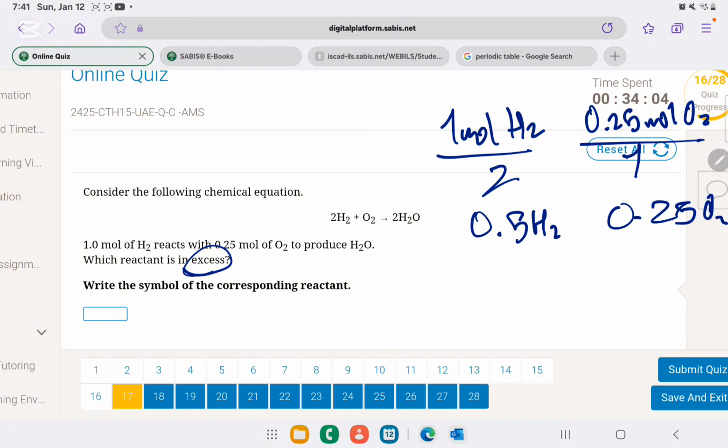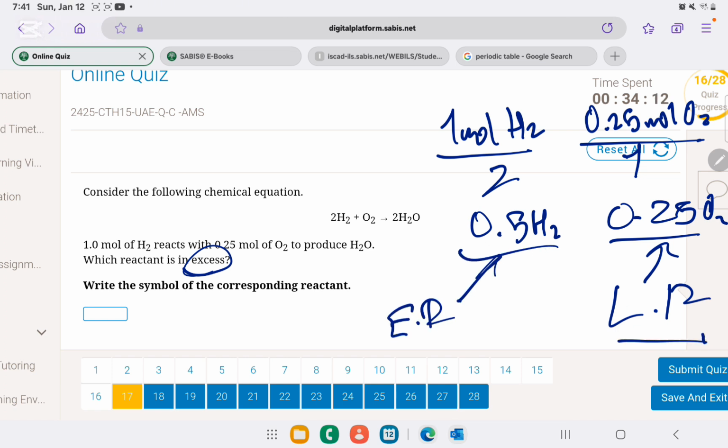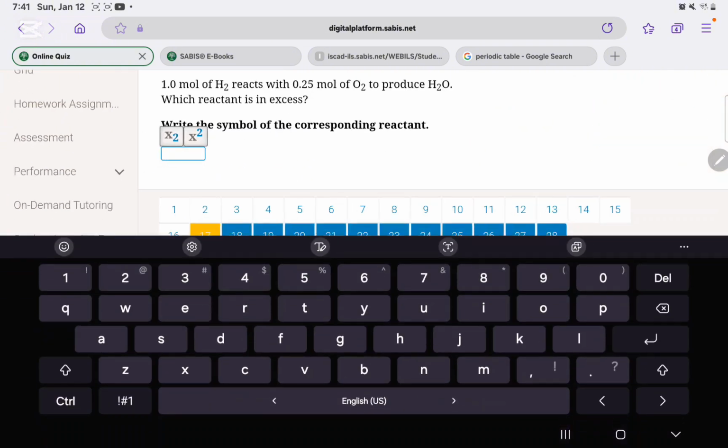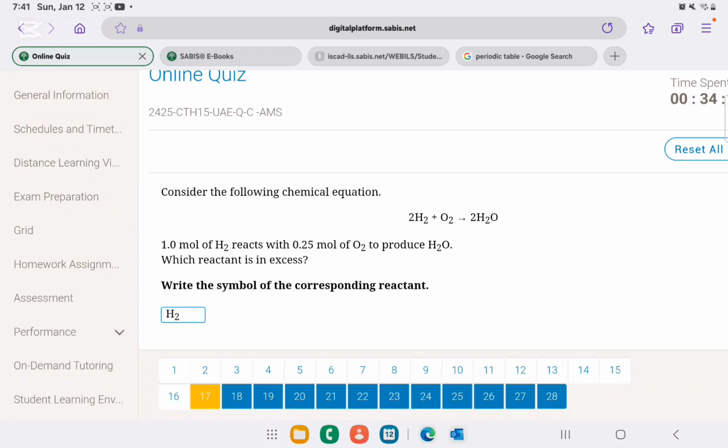Now the smaller number is the limiting reagent. So O2 is the limiting reagent. Since this is the limiting reagent, the other one is the excess reagent. So H2 is the excess. Do I need to write the... Oh yeah, you need to write the 2, okay?